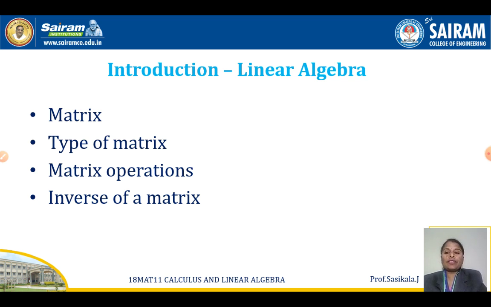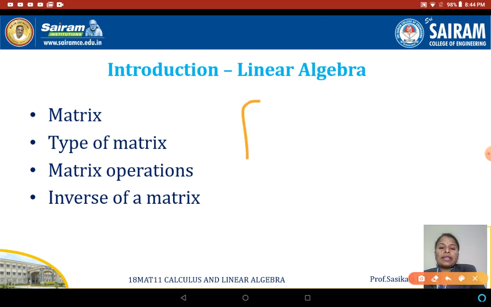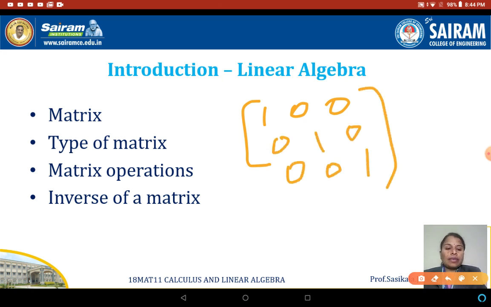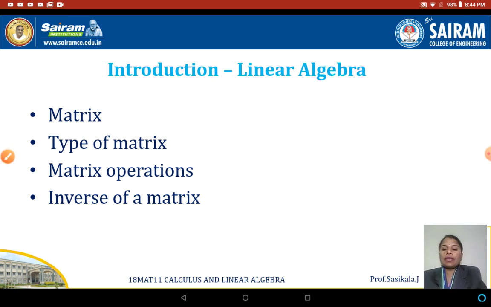So we have learned so many types of matrix, right? Even the identity matrix. What is an identity matrix? If it is 3 cross 3, for example, it is like this: 1 0 0, 0 1 0, 0 0 1. We call it an identity matrix, right? And the zero matrix, or null matrix, is nothing but a matrix where all the elements are 0.